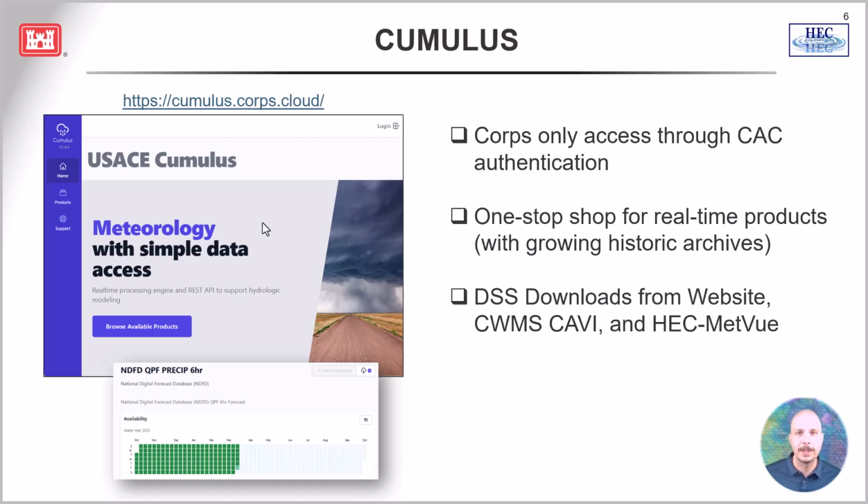To facilitate data access for hydrologic and hydraulic modelers in the Corps, as part of SWIMS, our Corps Water Management System, we have a service called Cumulus. Cumulus collects National Weather Service products from various sources and provides on-demand HEC-DSS data downloads. Those come with clipped extents based on selected areas of interest in the Corps. Cumulus data downloads are possible through the Cumulus site, as well as from the SWIMS CAVI and HEC-MetVue desktop applications.